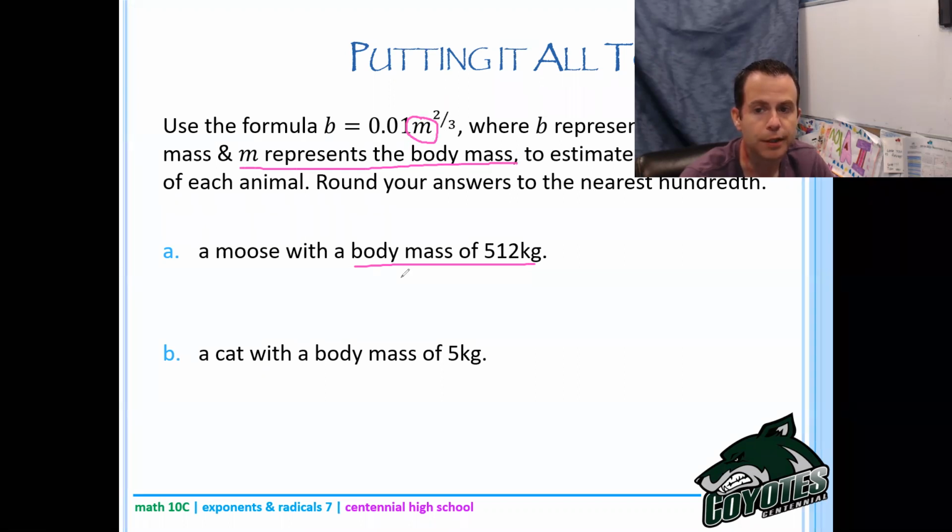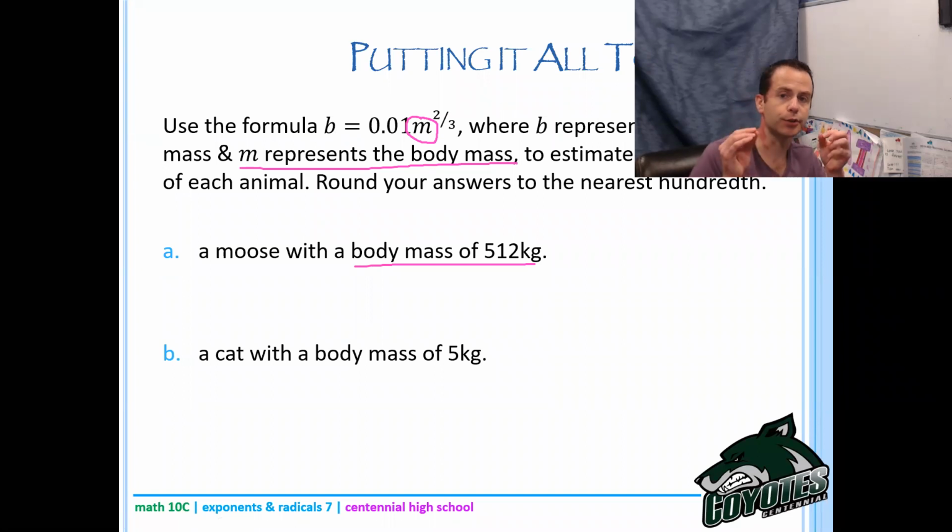You can type all of that right into your calculator. If you have a graphing calculator, you can just go 0.01 times 512 exponent 2 over 3. Make sure you do that and make sure you're getting 0.64 kilograms. Otherwise, you're inputting it into your calculator wrong, so you want to try and make sure you are able to get the same answer as me.